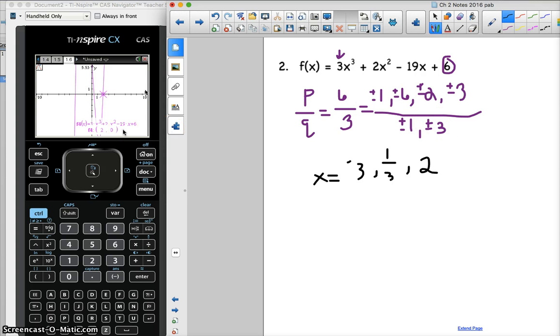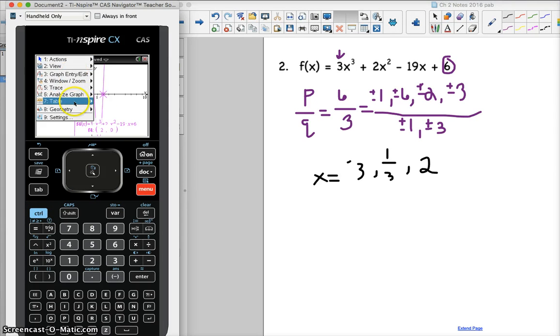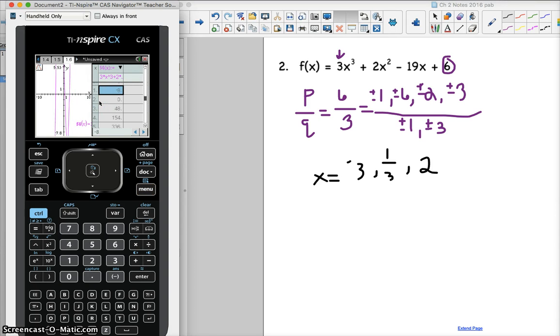If you prefer to use a table rather than the graph, you can open up a table under Menu, Table, Split Screen. But notice here the table has already been completed for you, and so that works fine for your integer values, for example, like negative 3 and 2, but that does not work for the fractional values.